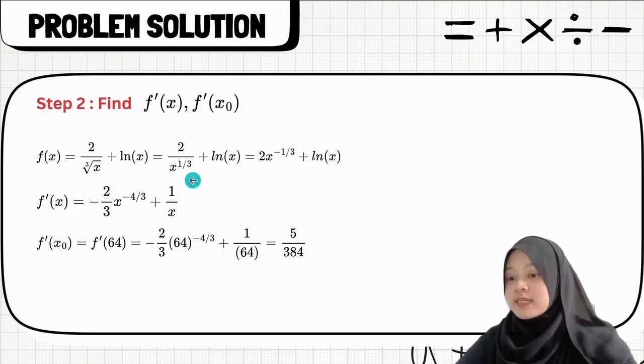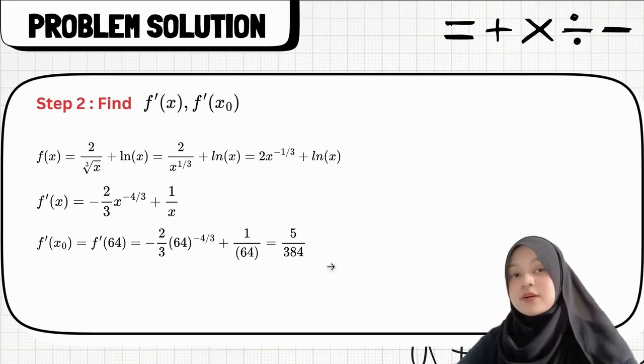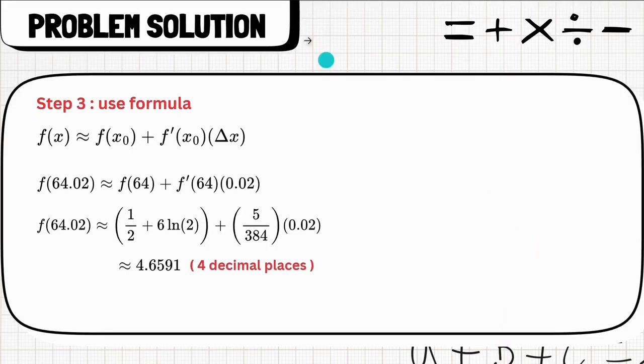Second step, we'll have to find f prime x and f prime x naught. So in step 2, we'll differentiate the earlier function, and then we'll get f prime x equals negative 2 over 3 x to the power of negative 4 over 3 plus 1 over x. Then we'll substitute x naught equals 64. So f prime of 64 would be equal to 5 over 384.